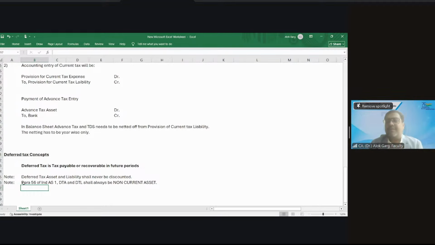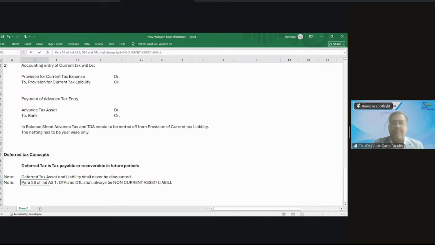My dear friends, in objective type and multiple choice questions, these two kinds of question may come if it pertains to industrial. Always remember deferred tax asset and liability shall never be discounted. Deferred tax asset and liability shall always be which asset? Current or non-current? Non-current asset and non-current liability.